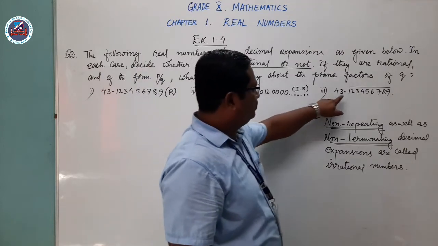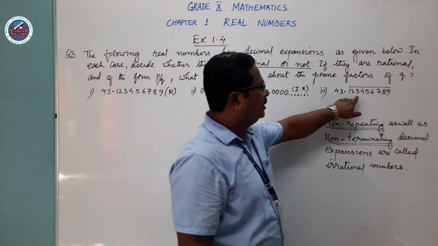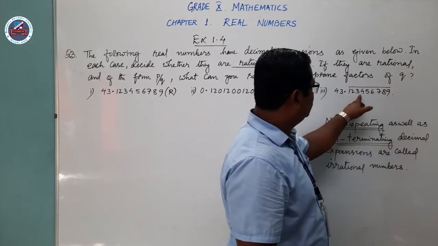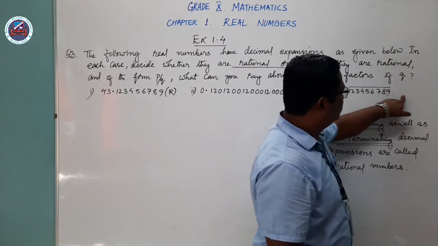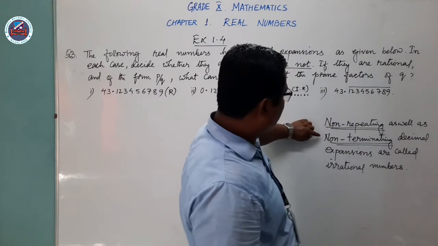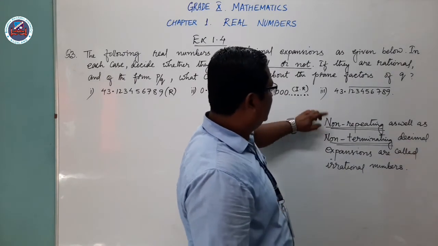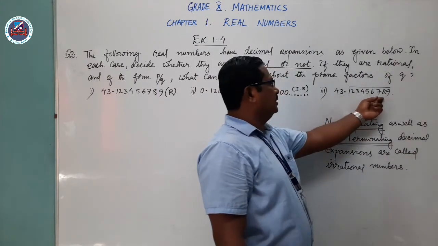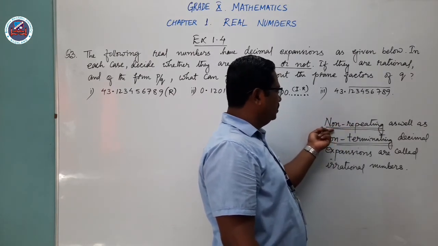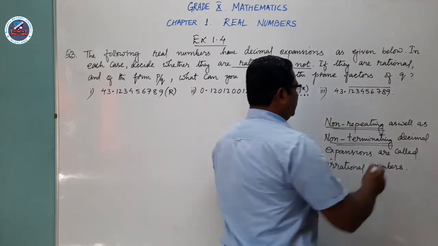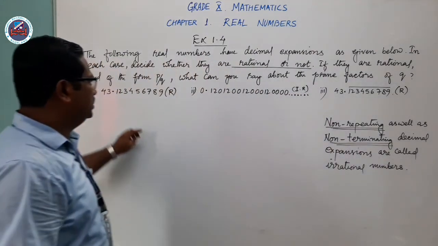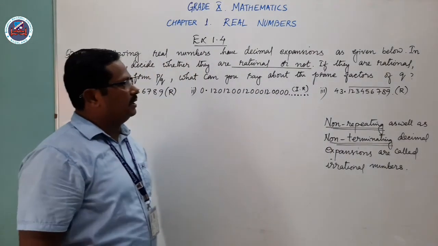And what about this one? It is non-terminating because the bar means the number is going on again. The same number 1 2 3 4 5 6 7 8 9, 1 2 3 4 5 6 7 8 9, like that is going on. It is non-terminating, very nice, but it is repeating. The same number is repeating. It's not non-repeating, so it will also come under rational number. Like this we distinguish which is rational and which is irrational.